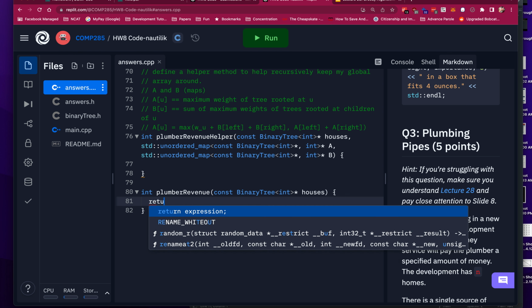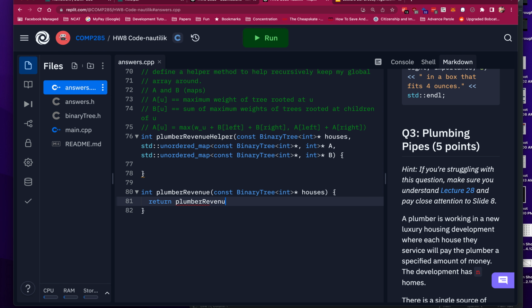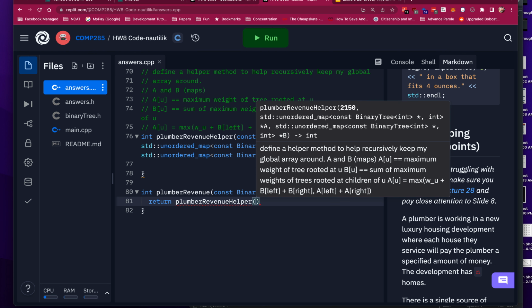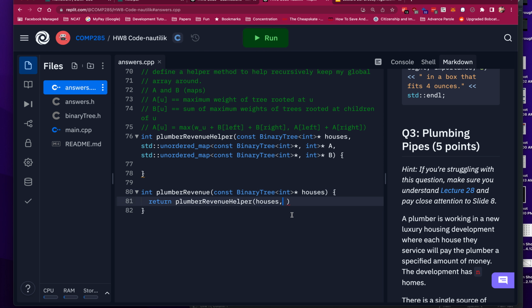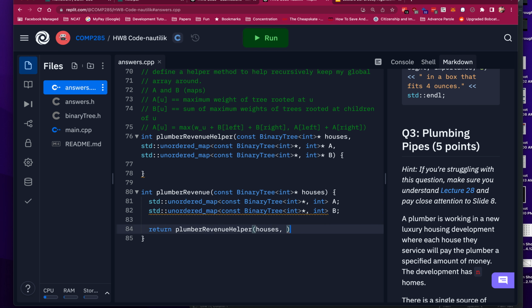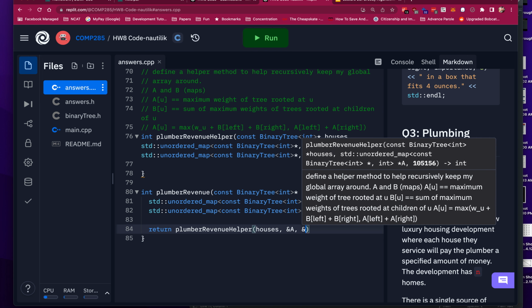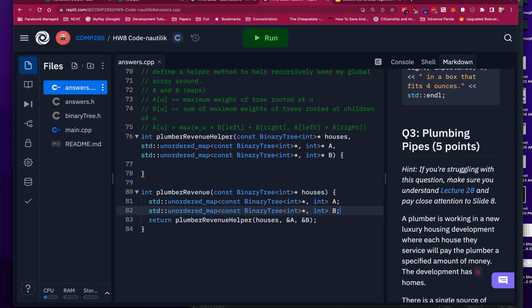And then all I'm going to do here is return plumber revenue helper of, I'm going to give it the houses, right? It's going to be my root. And I need to give it some storage. So I'm going to initialize my A and my B, and I'm going to pass them as pointers because, again, they're global. So they're going to be modified by all of the function calls. They're going to modify the same map. So that's A, B, but they're really just for storage. They're just helping me save my answers in a sense, right?